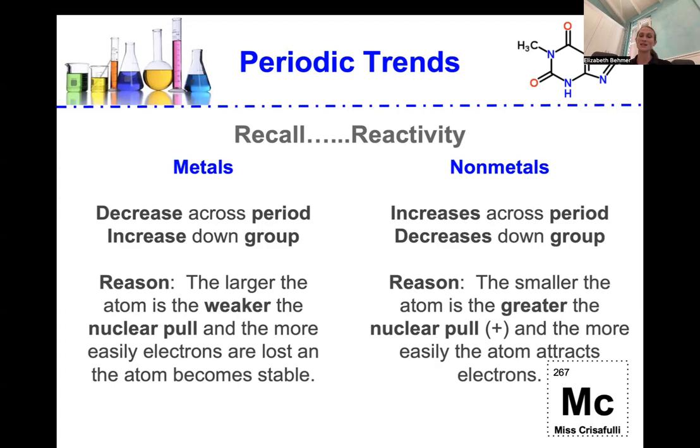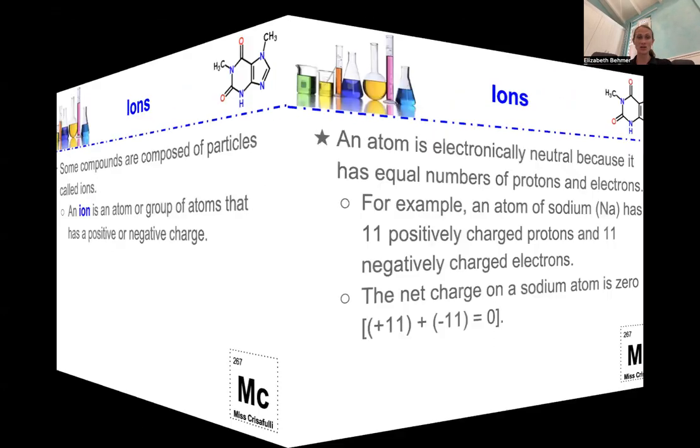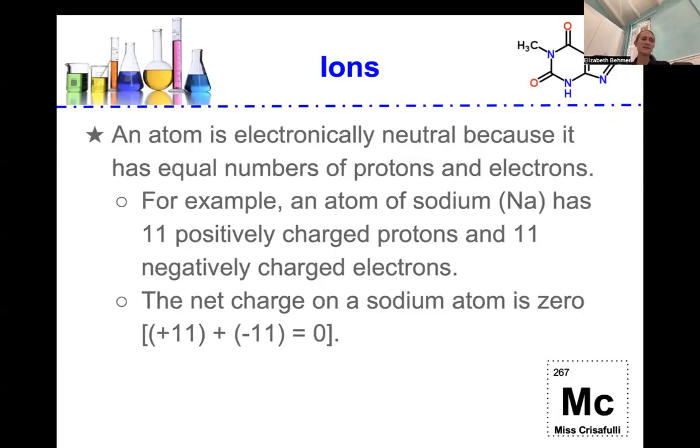the atom attracts electrons. Some compounds are composed of particles called ions, and an ion is an atom or group of atoms that has a positive or negative charge. And an atom is electrically neutral because it has an equal number of protons and electrons. So for example, an atom of sodium has 11 positively charged protons and 11 negatively charged electrons. So those cancel each other out, and that is neutral. So the net charge on sodium is 0 because positive 11 cancels out with negative 11 to be 0.